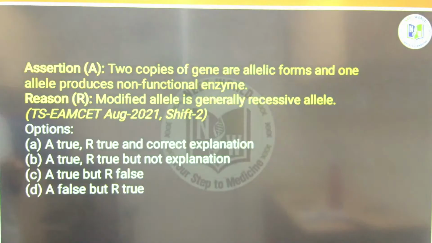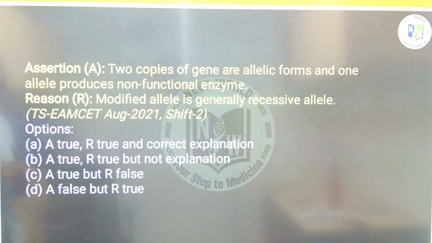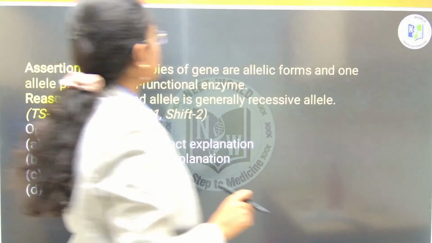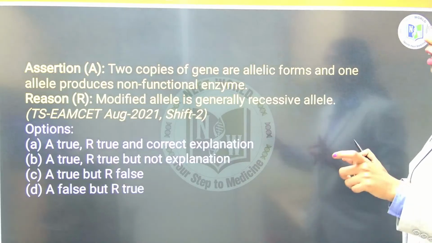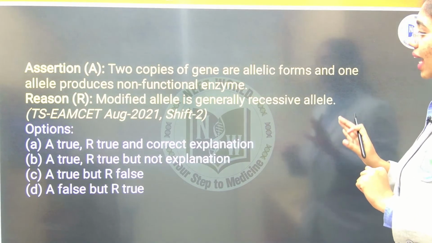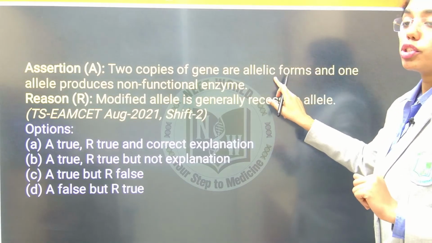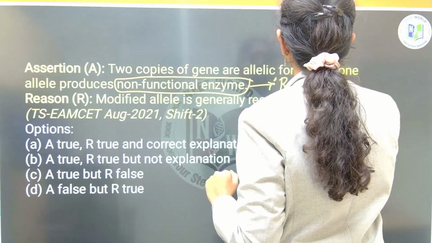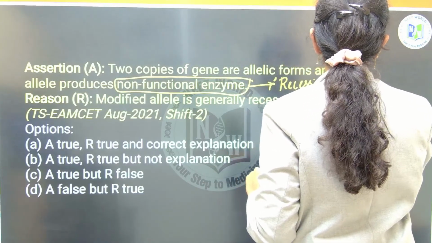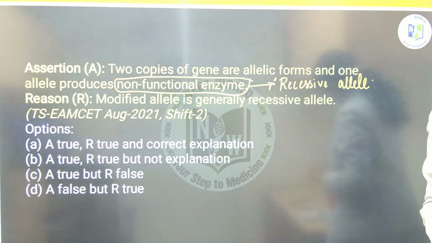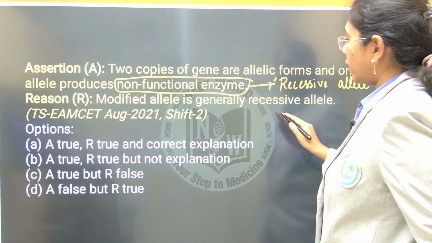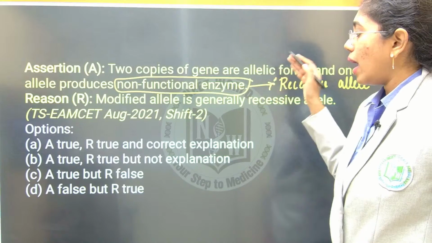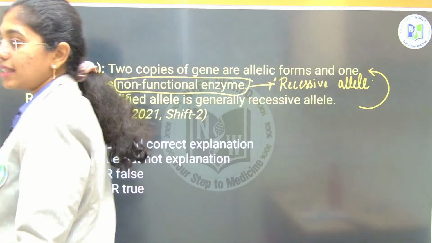Which is again assertion reason type. Two copies of a gene are allelic forms and one allele produces non-functional enzyme. Modified allele is generally recessive allele. So the allelic form which is producing non-functional enzyme is what? Recessive allele. Modified allele is generally recessive allele. So assertion is true and reason is explaining the recessive allele itself. A is true and R is the correct explanation of A. Option A is the right answer.